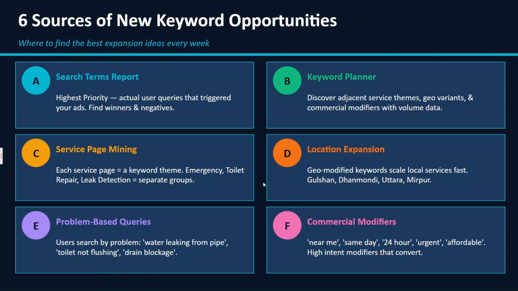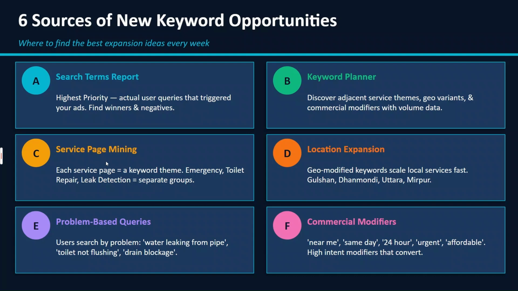So, all right, now let me show you the 6 sources where you can find new keyword opportunities every week. Source A, our search term report. We already explained this. Search term report, highest priority. Always start here. This shows the actual search terms that triggered your ads. Okay, and source B is Keyword Planner. Keyword Planner is Google's free tool where you type in your current keywords and it suggests related keywords you might be missing. For example, type in plumber and it might suggest related terms you never thought of. So always also check Keyword Planner.